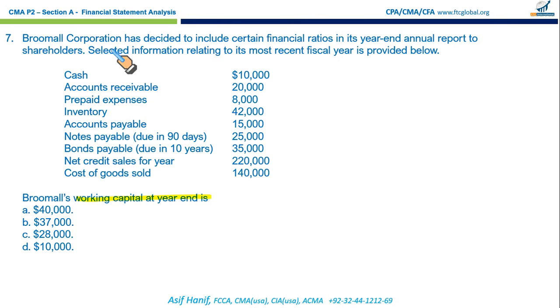It says Broome Corporation has decided to include certain financial ratios in its year-end annual report to the shareholders. Selected information relating to its most recent fiscal year is provided below. We need to find the working capital. Working capital is the difference between current assets and current liabilities. I'm going to put all the current assets as plus, all the current liabilities as negative numbers in this column that you have on your screen.